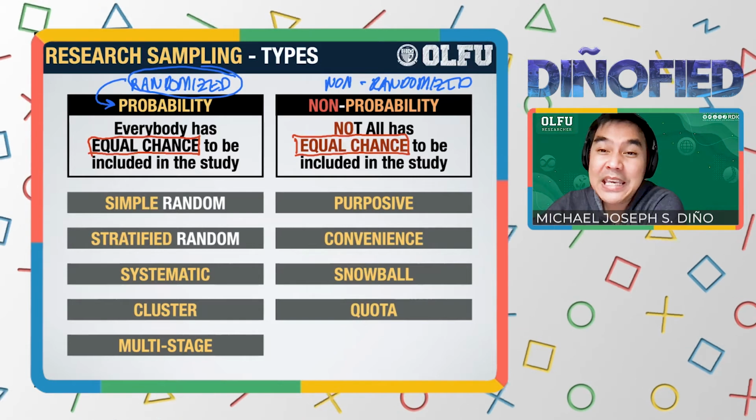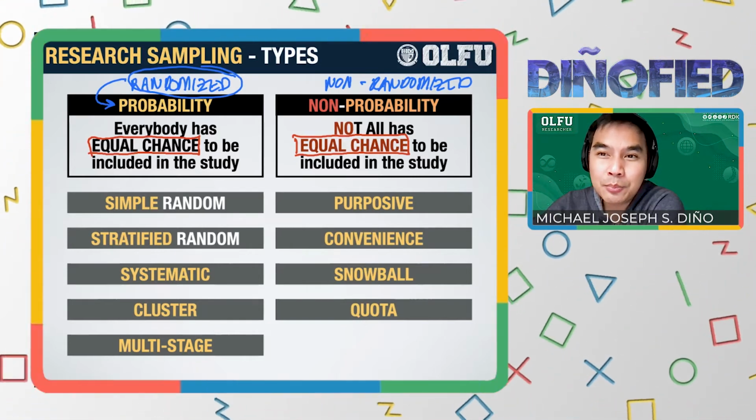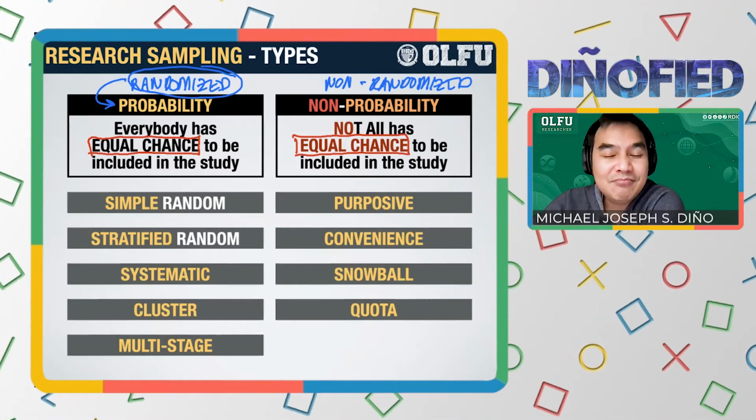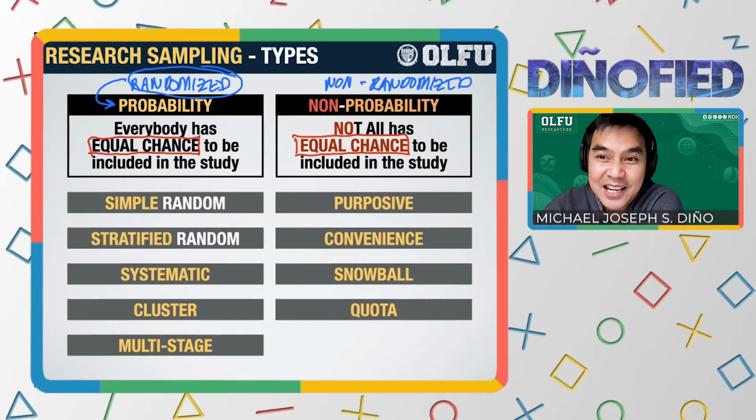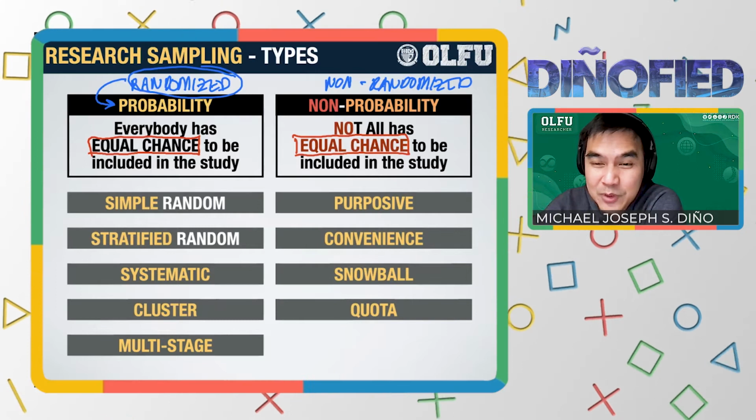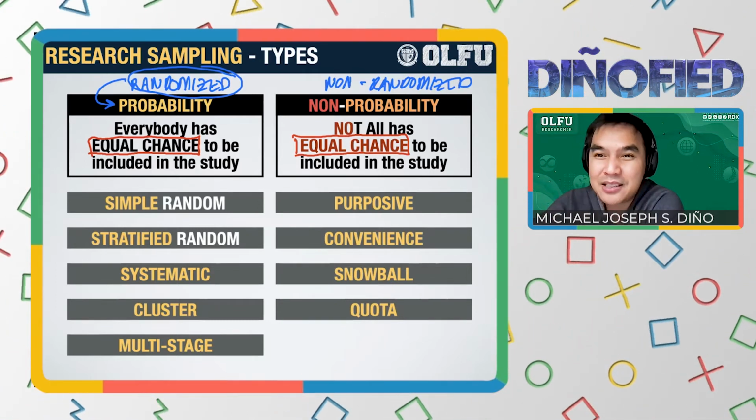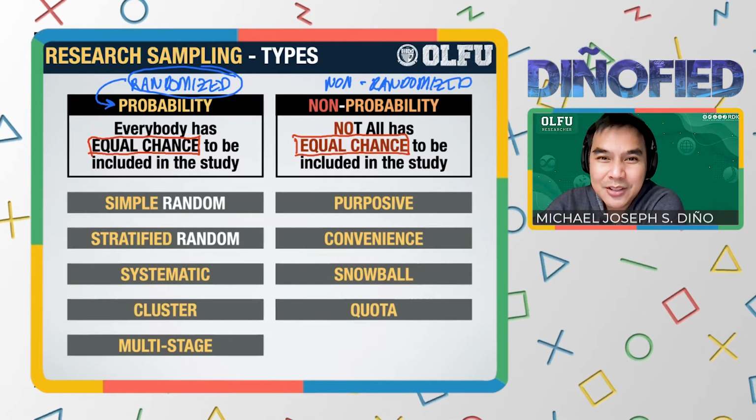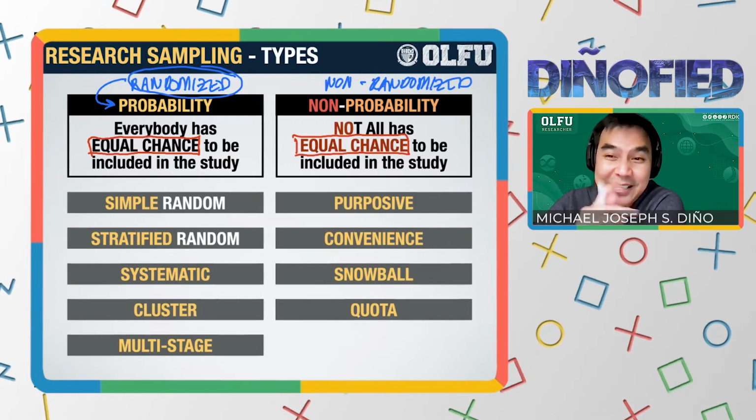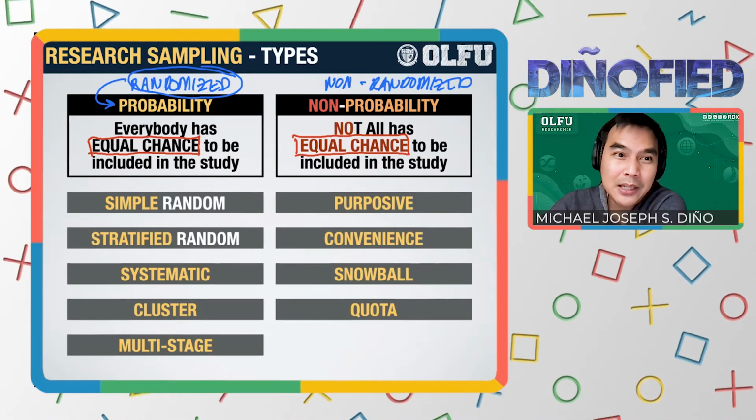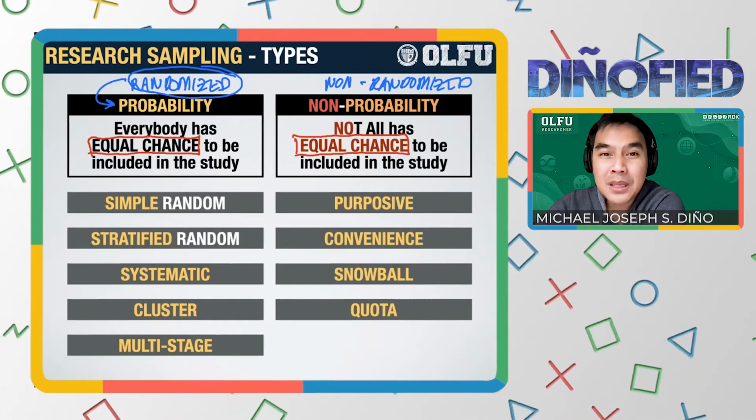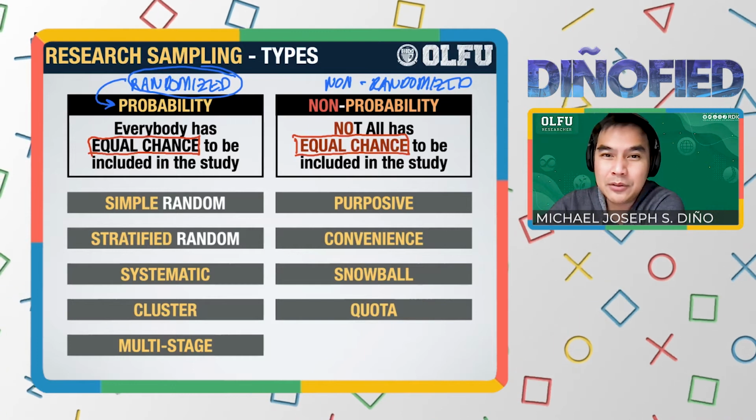However, if I'm going to put only the names of my students that I know and those students that I think are excelling in the class, am I giving equal chance to everyone to be picked? No. So we call that non-probability, meaning non-randomized. Okay? Is that clear? Yes. When it's probability, I'm giving everyone an equal chance to be included. When you say non-probability, I'm not giving an equal chance to everybody to be included in the study.